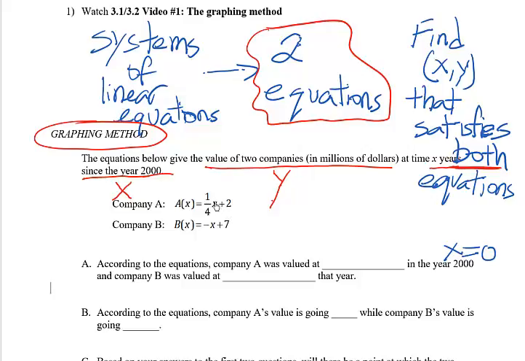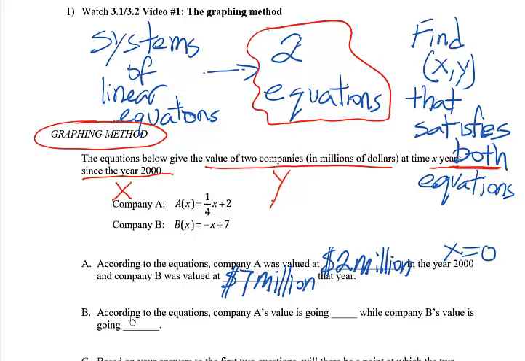Company A, if you fill in a 0 here for X, the only thing left is going to be the 2. Now that doesn't mean $2. Remember, the value is given in millions of dollars, so that would be $2 million. And then similarly for company B, go up to the equation, fill in X is 0. The only thing that's going to be left is the 7. So company B was valued at $7 million.